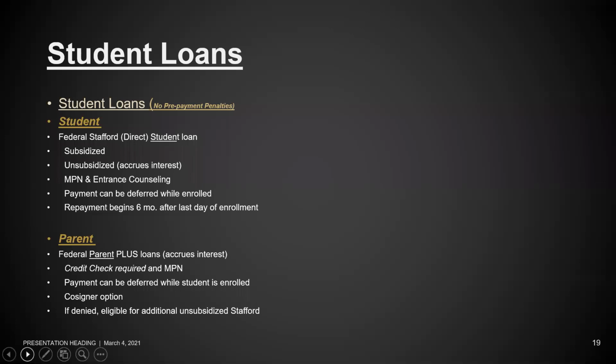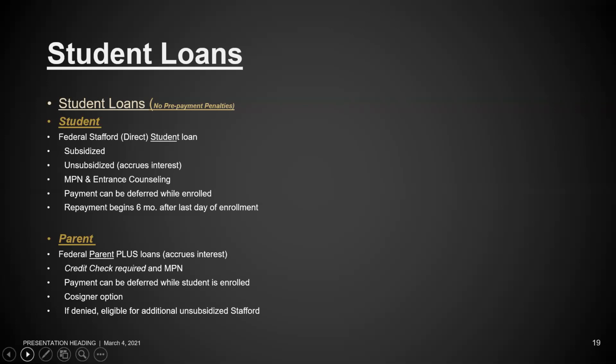So then the parents are also eligible to receive a Parent PLUS loan to take out on behalf of the student. FAFSA is required, even if the student doesn't receive any other aid. The FAFSA application is still required for the parents to receive the Parent PLUS loan. They do have to complete the FAFSA application, regardless if your income is zero or if your income is $500,000 a year. You still have to provide that FAFSA application.